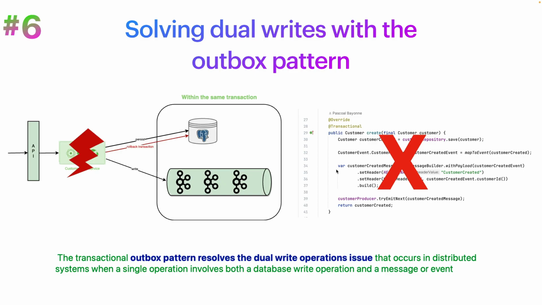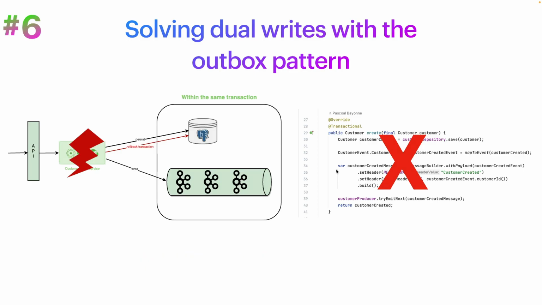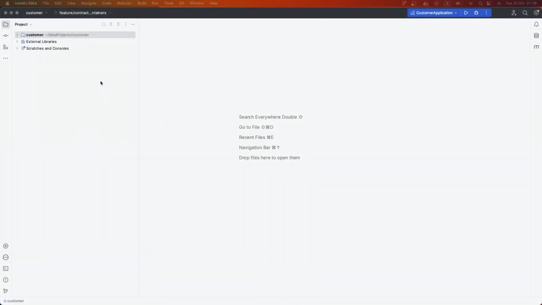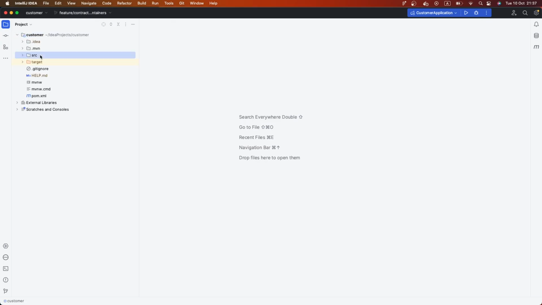So before diving deeper into more details, let's jump to our code in order to implement and understand how we can deal with dual writes by using the outbox pattern. So let's go. So guys, now that we are here on our IntelliJ, the first thing that you have to do in order to follow this tutorial is to follow, for example, the Git branch feature contract test containers. So let's just take a look here at our application.